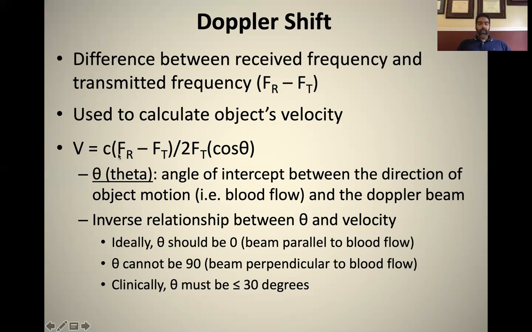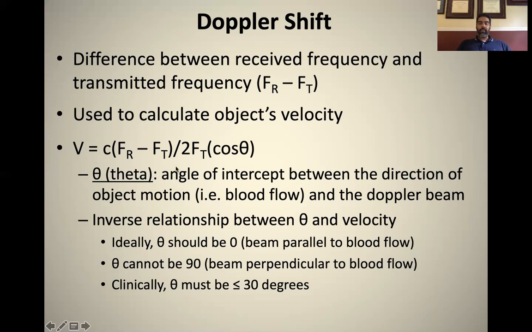So here's the Doppler equation that uses these variables to calculate an object's velocity. It's a long and complicated looking equation, but there's really two key aspects to this equation that you guys should understand. One is that the velocity of the object is directly proportional to the magnitude of the Doppler shift. So the bigger the difference between transmitted frequency and received frequency, the faster the object is moving, or the faster your calculated velocity is of that object. So the magnitude of Doppler shift is directly proportional to the object's velocity.